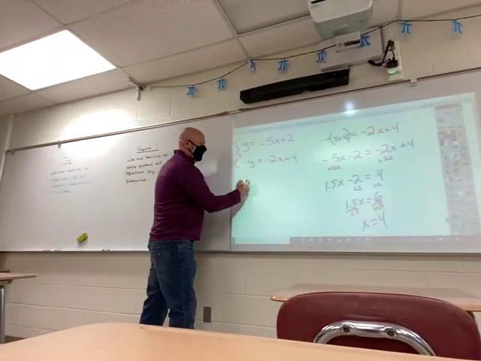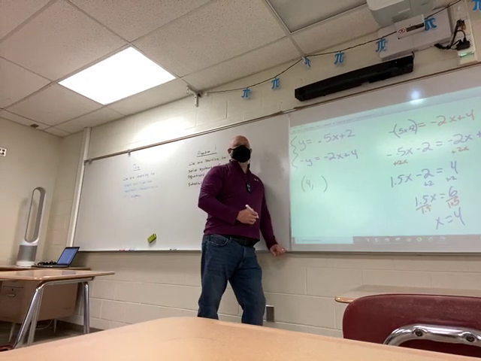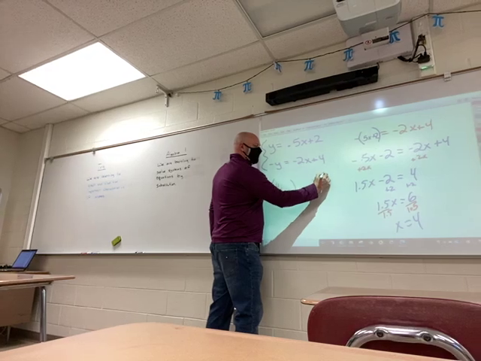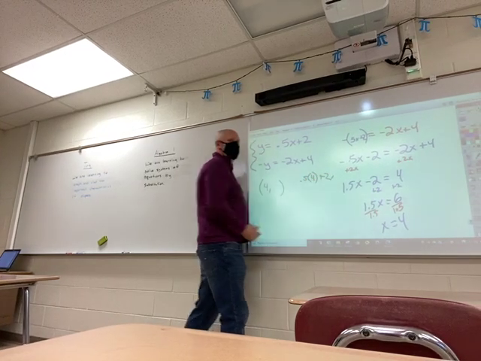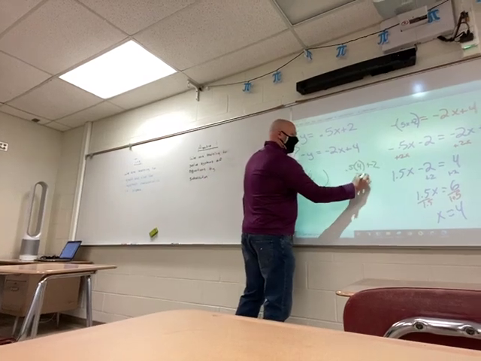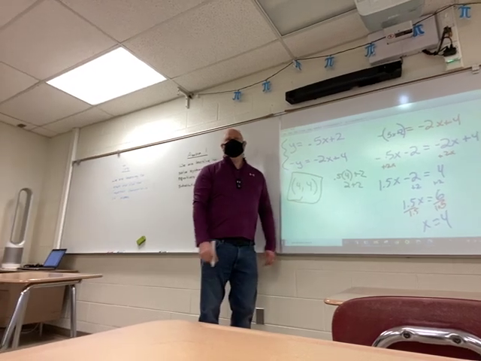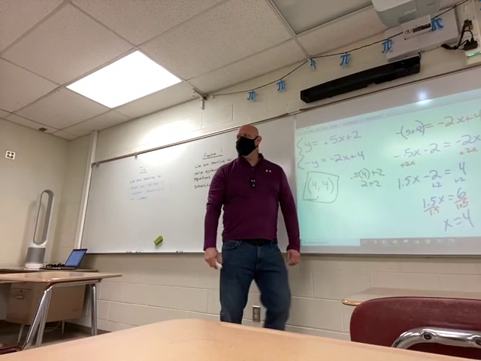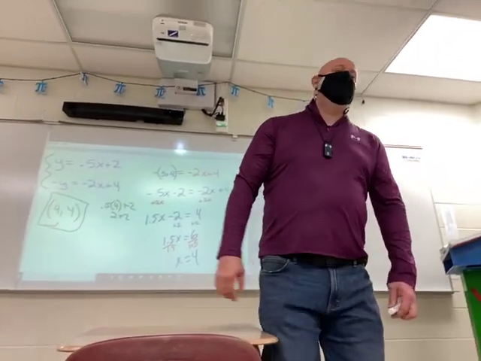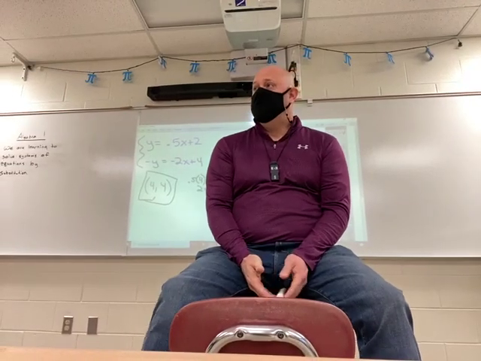How do you find the y? I'd plug it in right here. What's a half times 4 plus 2? What's a half times 4? 2. 2 plus 2? So the answer is 4, 4. And again, you could easily check it. It should work. Ken, good? So far, so good?